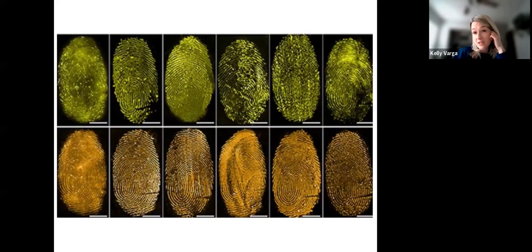Now we can use even things like UV. If you come into the station and you need to get prints taken, most of the time now they'll actually use a 3D scanner that sort of just looks ultraviolet. And there are also ultraviolet mechanisms that we can utilize out on scene.